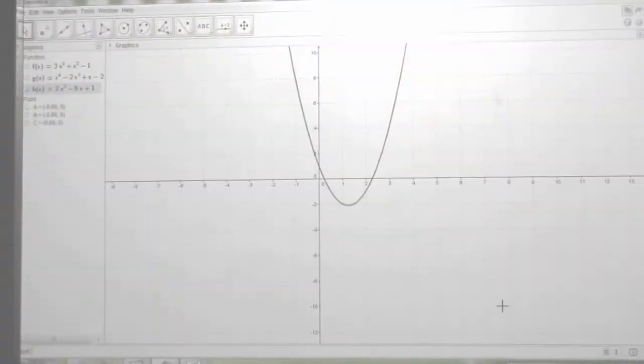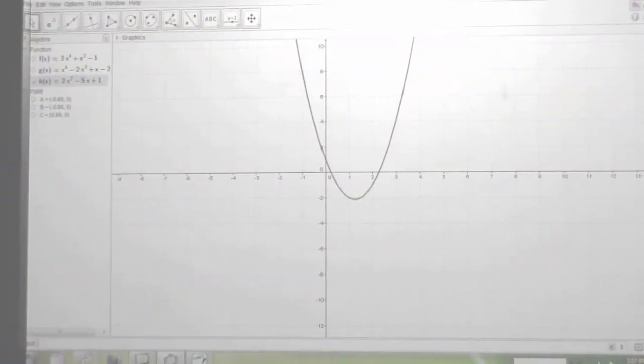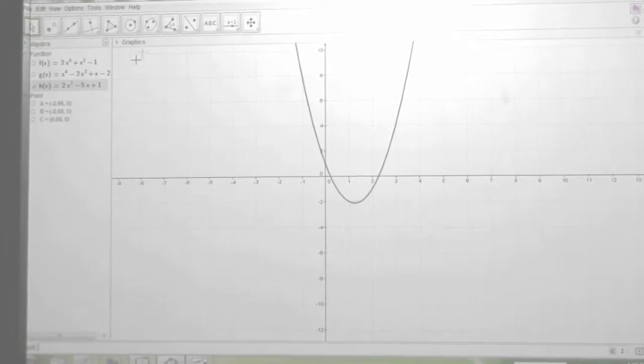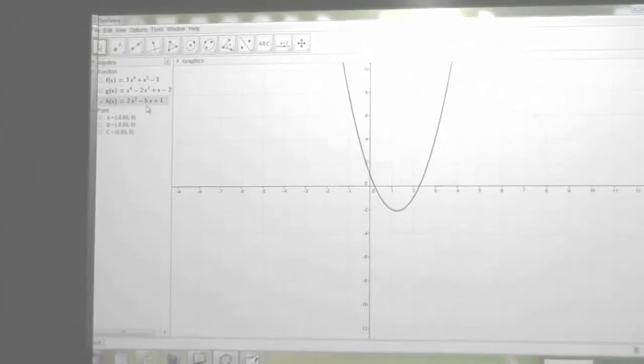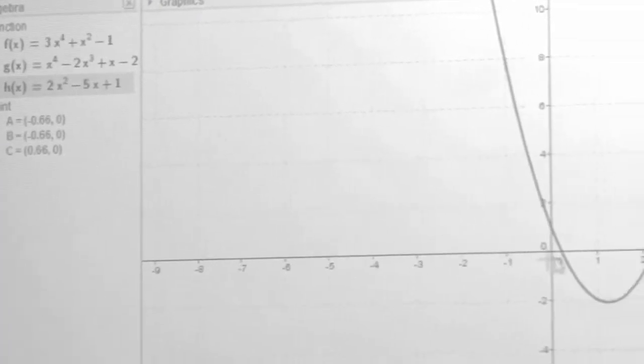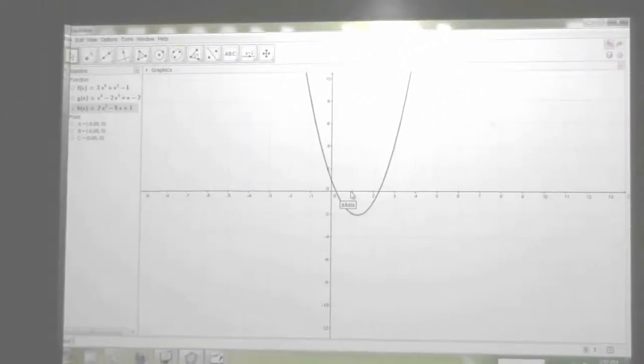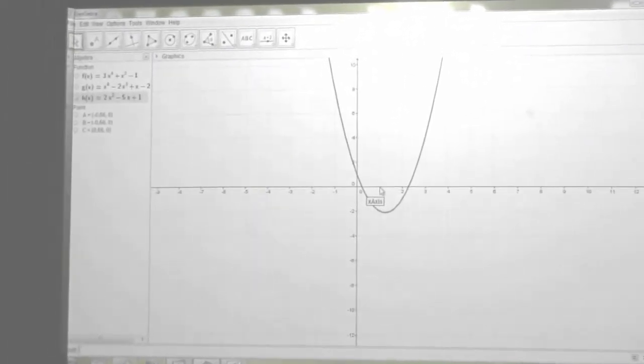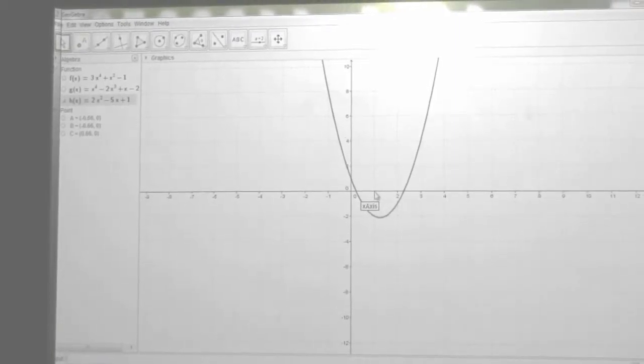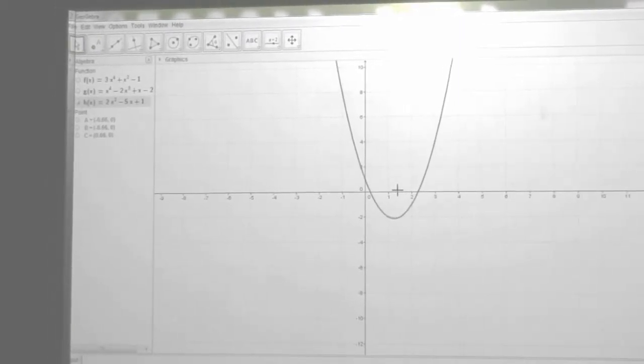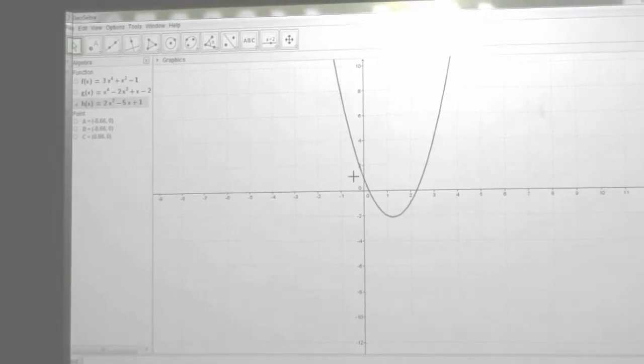So we're going to start by using this cool computer tool called GeoGebra. Now I've already entered the equation into this input bar down here, and our equation is right here, 2x squared minus 5x plus 1. So you can see that the roots don't land precisely on a specific round integer. It's not a nice and clean number, so I'm going to show you how to find and approximate the root.